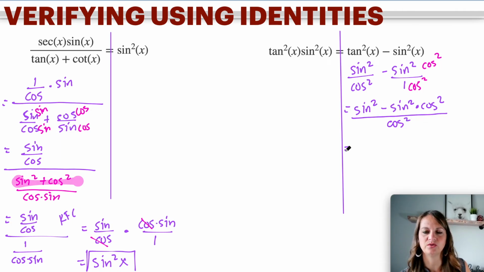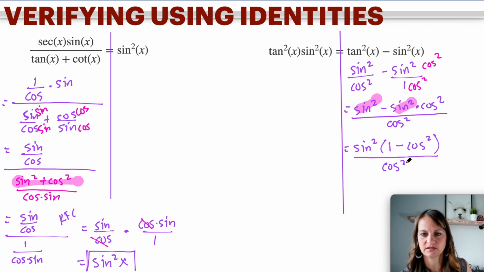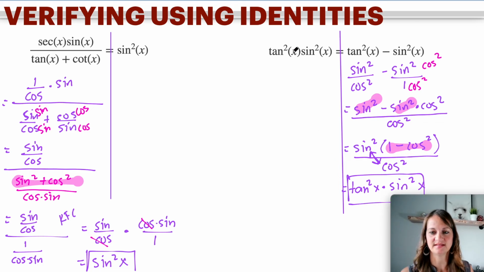Now I'm going to factor out. I have a sine squared in both terms, so if I pull out a sine squared, I'm left with a 1 minus cosine squared, all over cosine squared. Now I'm going to take this and replace it with the fact that I know that it is tangent, because that's what I'm trying to get to. And I also know that this is an identity. It is the identity of sine squared. And we have now made it equal to the right-hand side.